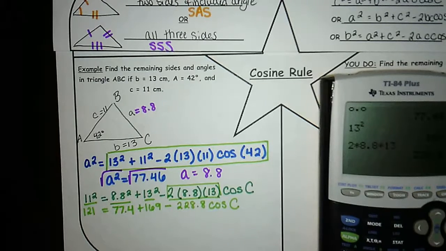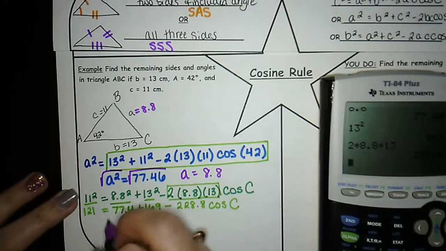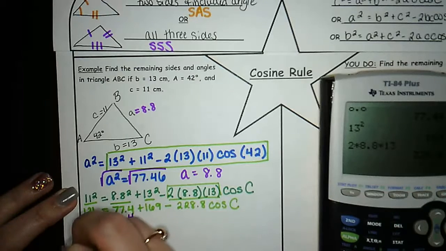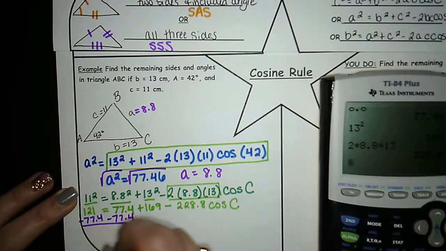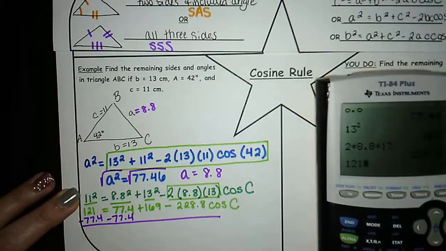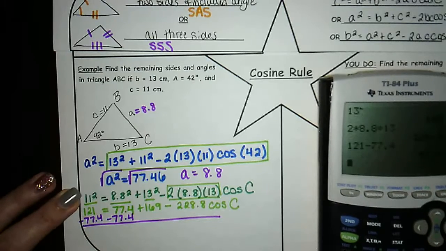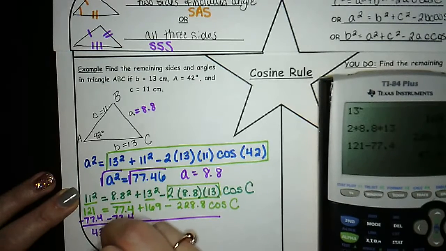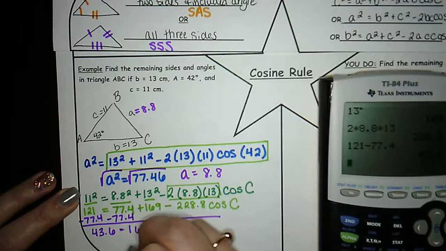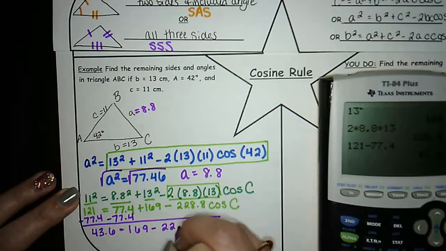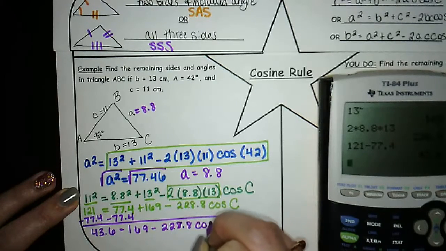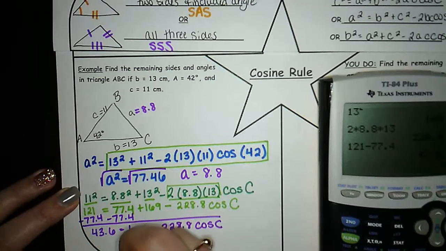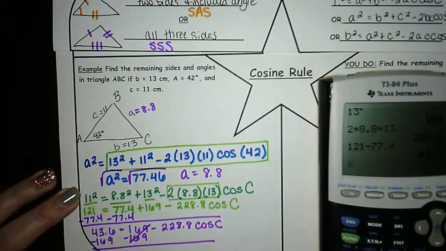Now you're just solving the equation. So we're going to take 77.4 on both sides. So 121 minus 77.4. You get 43.6 equals, bring down everything else. We're now going to subtract this 169. And you get negative 125.4.